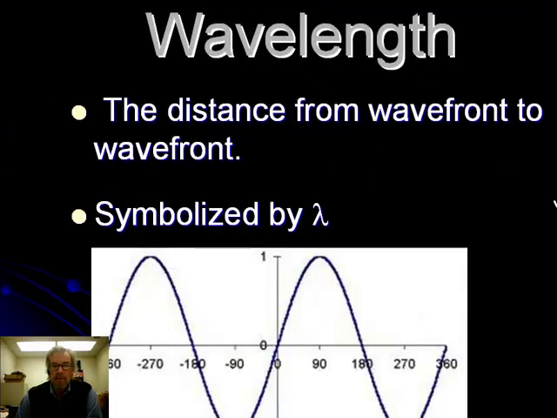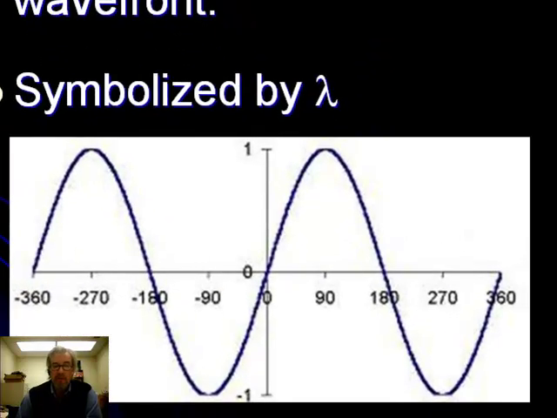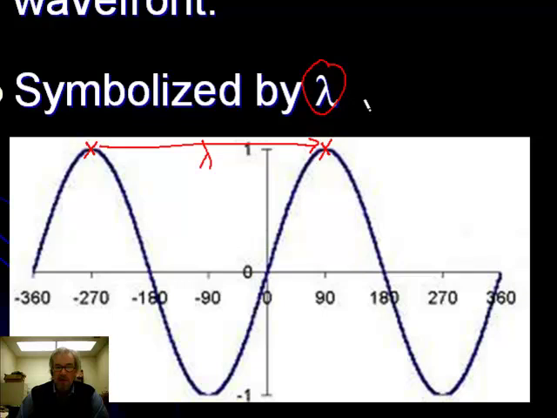The wavelength is the distance from a point on a wavefront to the exact same point on the next wavefront. So for example, starting from here, I can go through the entire sequence and end up at the next exact match for that shape. And the distance here is the wavelength. Wavelength is symbolized by this little letter here. That's a Greek letter, and it's pronounced lambda. So frequency is nu, and lambda is wavelength.